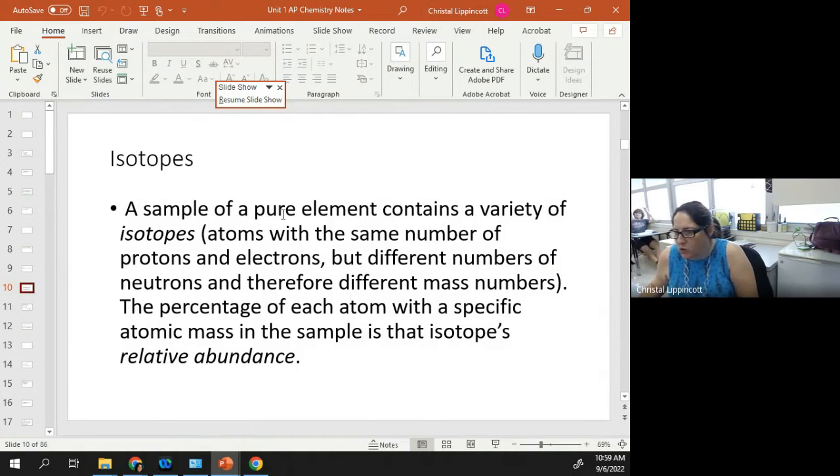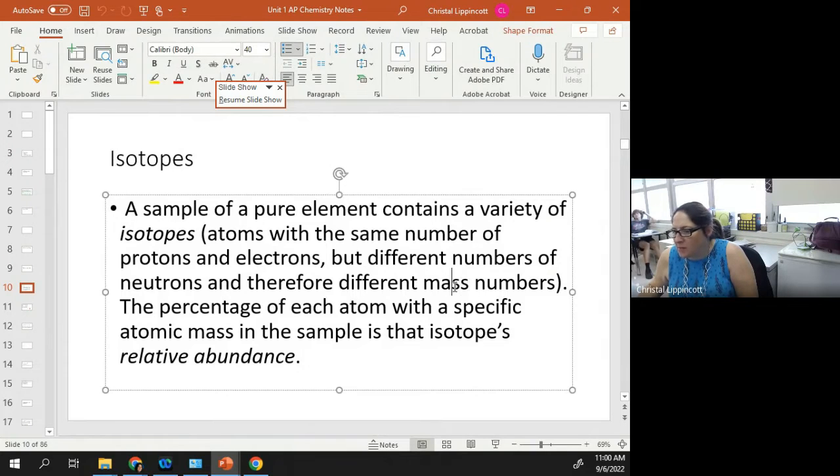Remember what an isotope is: it has the same number of protons and electrons, but a different number of neutrons, okay? Remember what your mass number is comprised of. Your mass number is your protons and neutrons. Remember, electrons are so teeny tiny, they don't make that much difference in the mass.